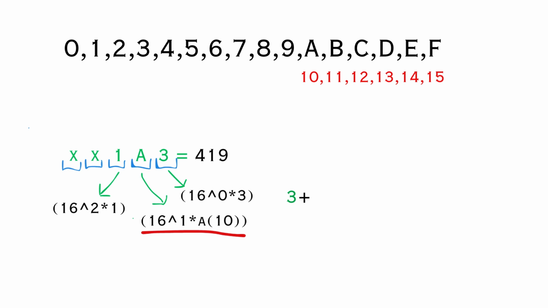Now we're doing A. We need to know what A is equal to. It's 16 to the power of 1 times A. But what was A? It was 10. It's not that difficult, it's just 10. So it's 16 times 10, 160. And we are adding. What are we adding next? 16 to the power of 2, because it's in the third place, times 1, because this is a 1. So that will give us 16 to the power of 2 plus 16 times 10 plus 1 times 3. That will give us 419.